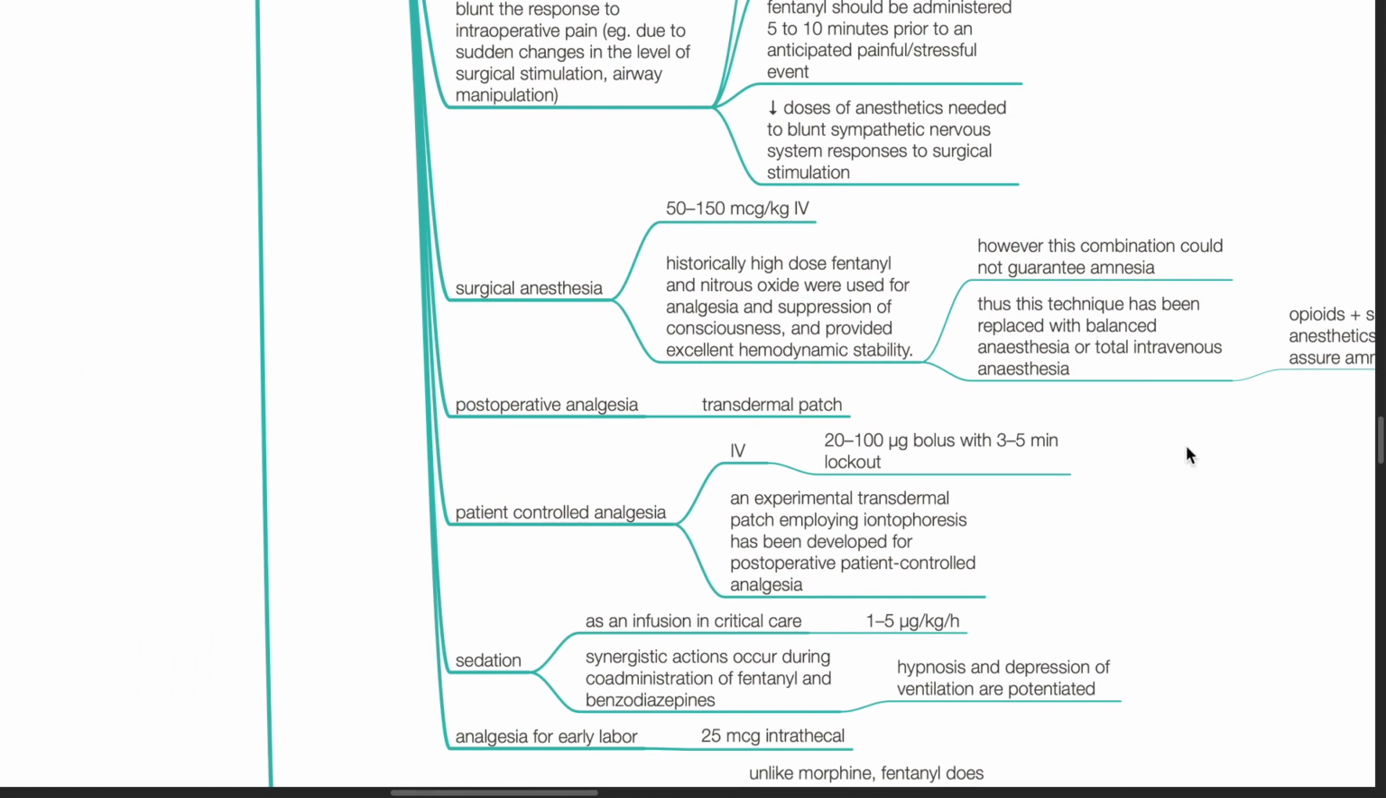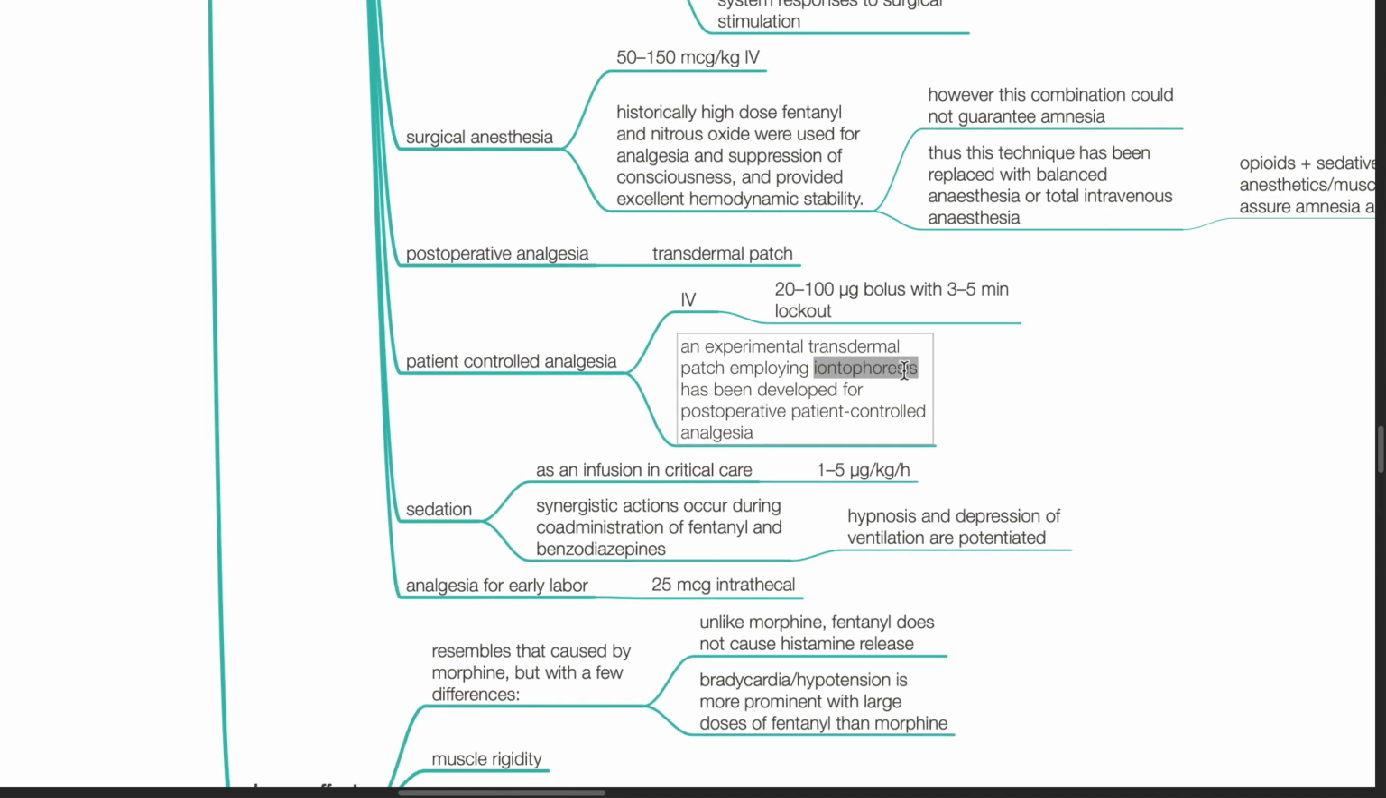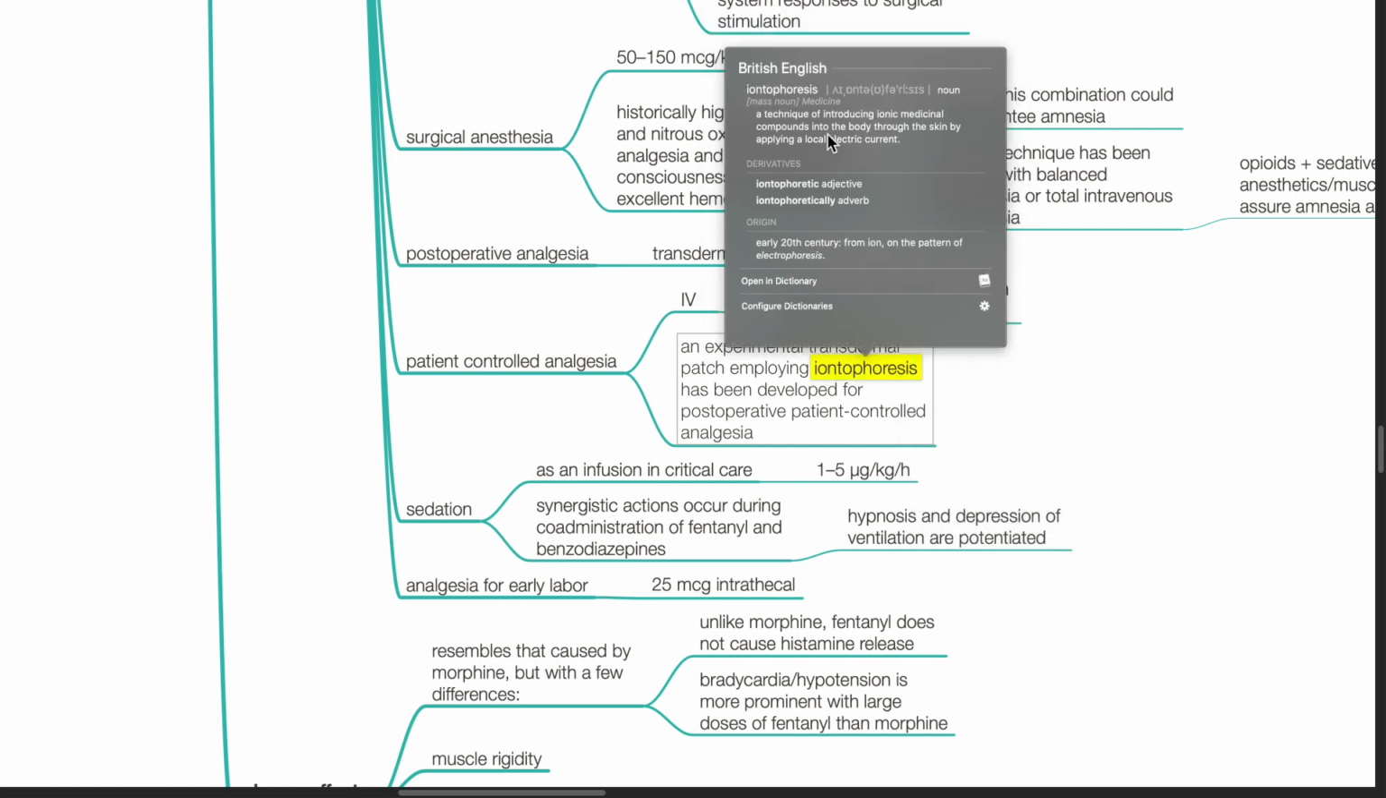Post-operative analgesia can be provided via transdermal patch. Patient control analgesia: the dose is 20 to 100 mcg boluses with 3 to 5 minute lockout. An experimental transdermal patch employing iontophoresis has been developed for post-operative patient control analgesia. Iontophoresis is a technique of introducing ionic medicinal compounds into the body through the skin by applying a local electric current.